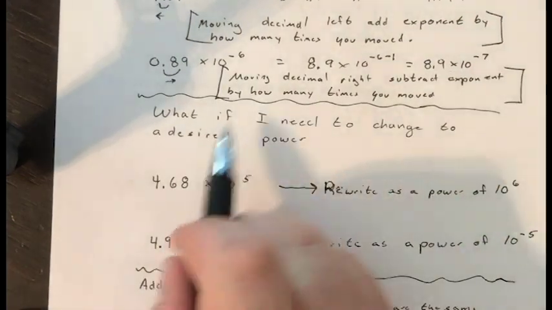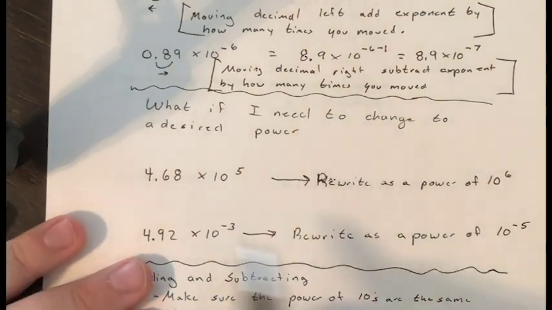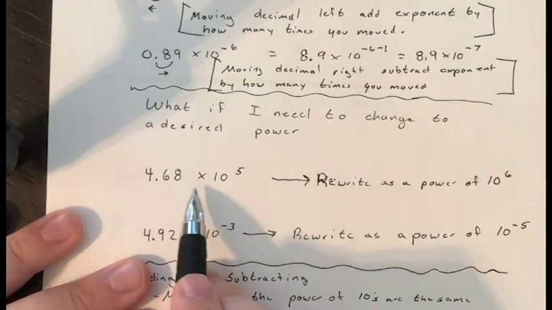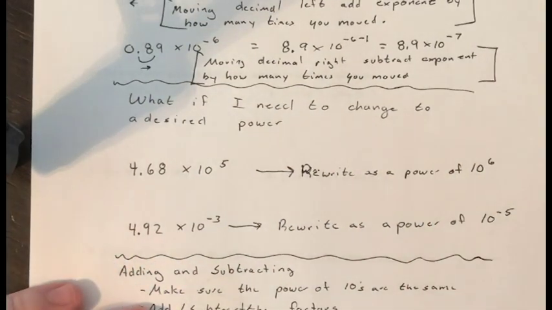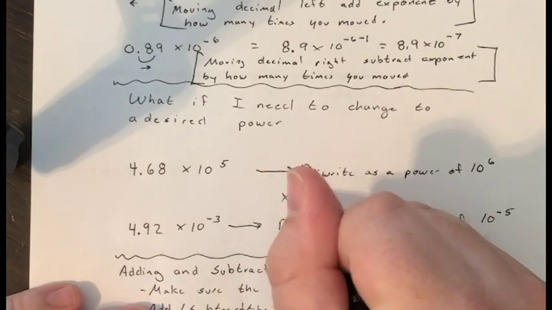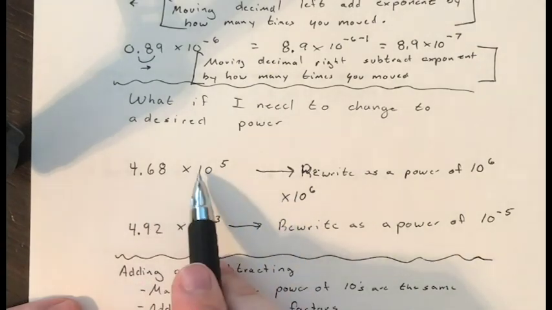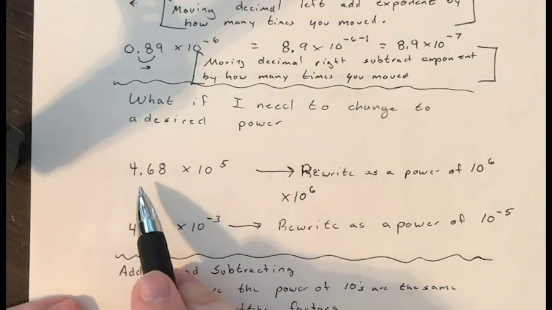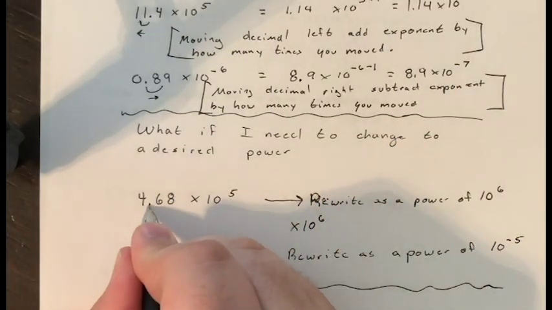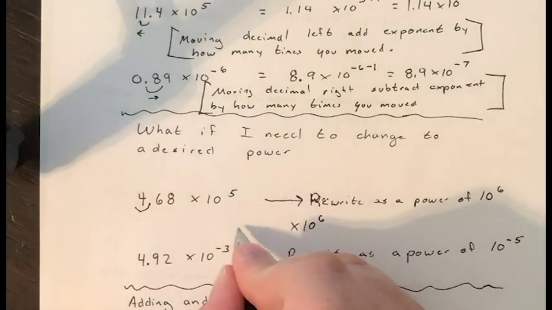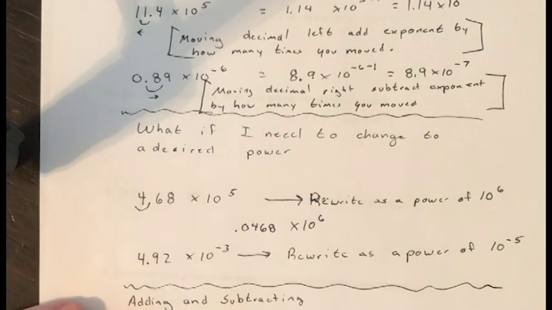So what if I need to change to a desired power? This is the reason why I'm bringing all this up. I need to go from 4.68 times 10 to the 5th, and I need to write it as a power of 10 to the 6th. So my issue is this: I gained 1 if I'm moving it that way. That's telling me that if I gain 1, I technically moved my decimal to the left. So I'm moving it 1 time, and that gives me 0.0468 times 10 to the 6th power.